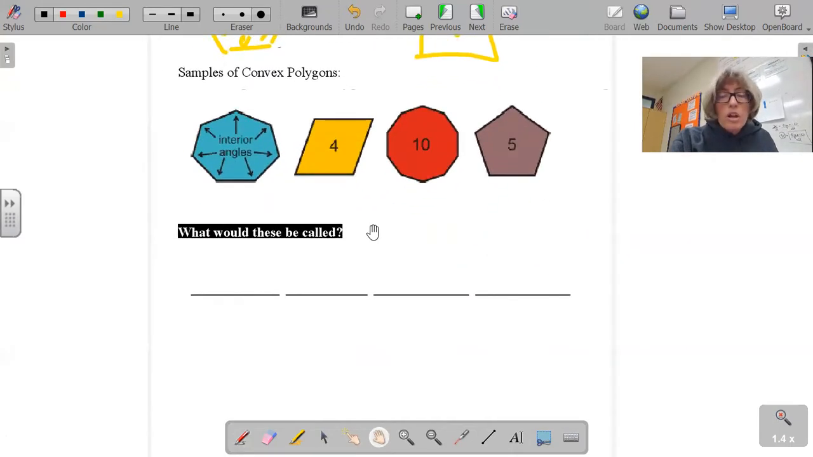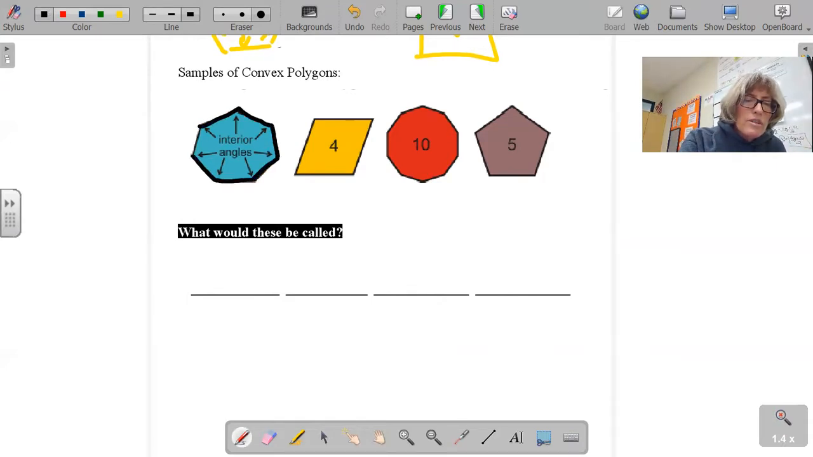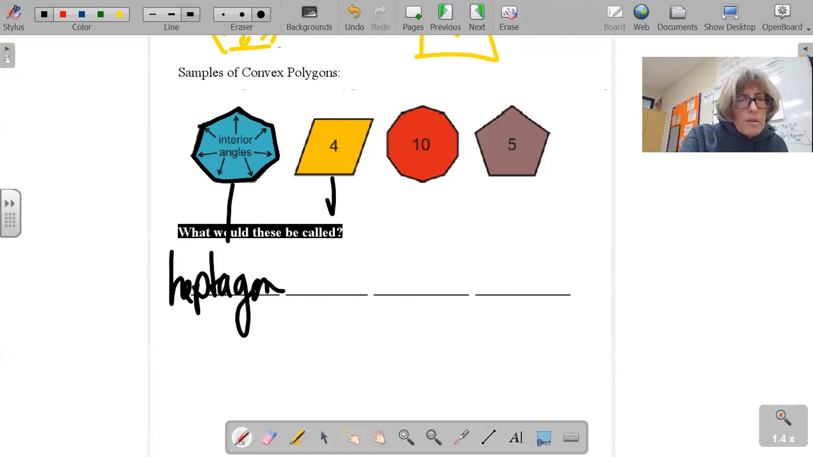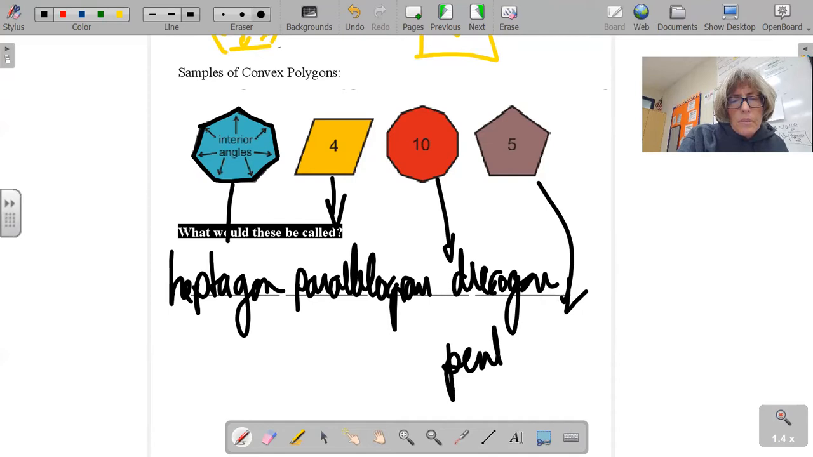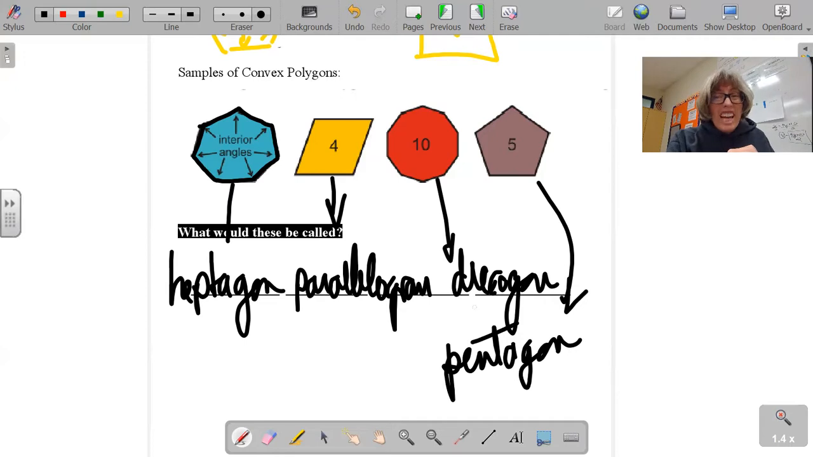So convex polygons you're familiar with would be parallelograms, convex decagons, convex pentagons. So right here, this is a 1, 2, 3, 4, 5, 6, 7. We would call this a heptagon. This parallelogram. This decagon. This pentagon. These are all examples of convex polygons.